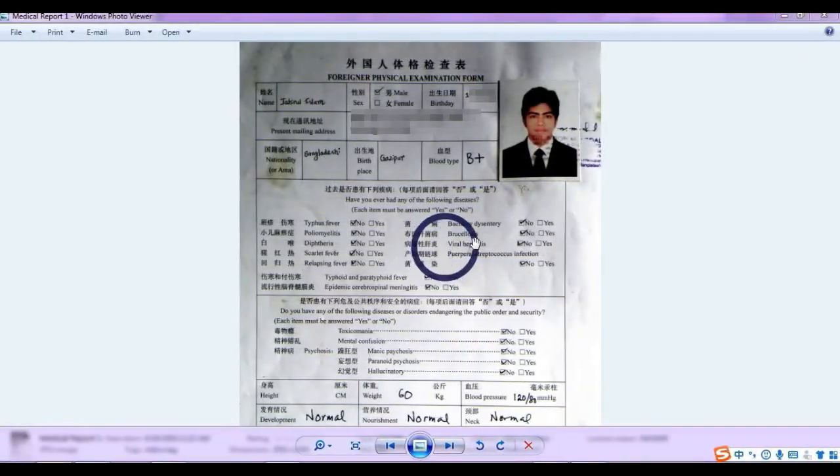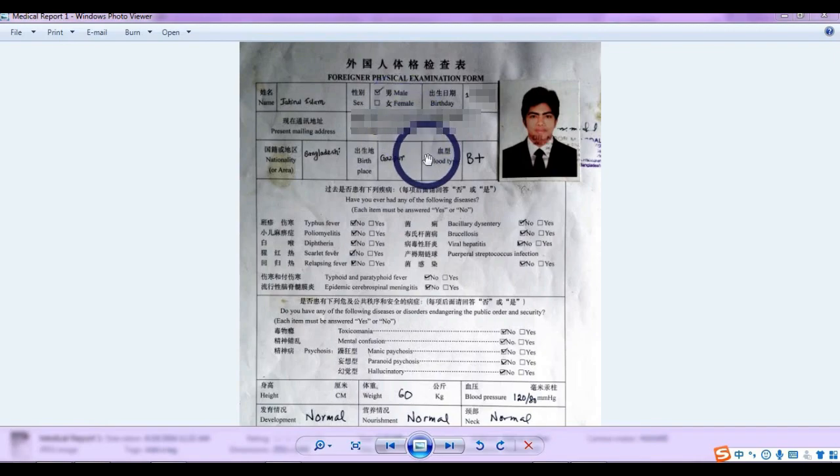After completing these tests, you have to go to doctors who are authorized to attest the foreign physical examination form. So you have the test results, and you have the PDF file of the foreign physical examination form. On that PDF file, I want to show you something that you have to be careful about. So let's see. Here I want to show you my previous foreign physical examination form.